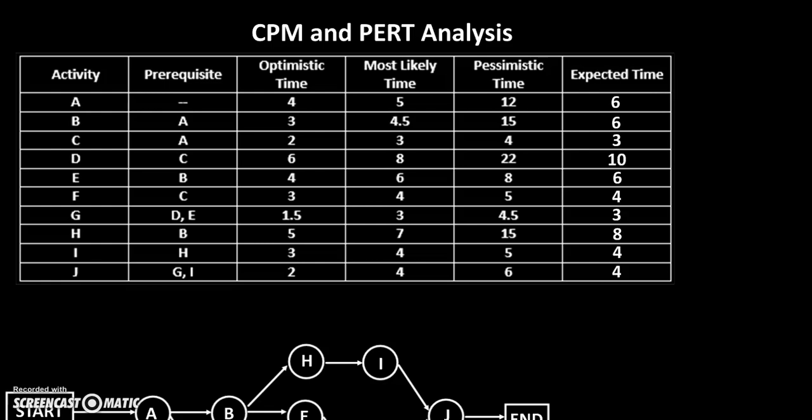Okay, so hopefully you were able to complete those calculations without any difficulty. Take a quick second to compare your answers to what I have here. We had done A together and had an expected time of 6. B has 6 as well. C is 3, D is 10, E is 6, F is 4, G is 3, H is 8, I is 4, and J is also 4. Those expected times are going to come in handy in a few minutes.